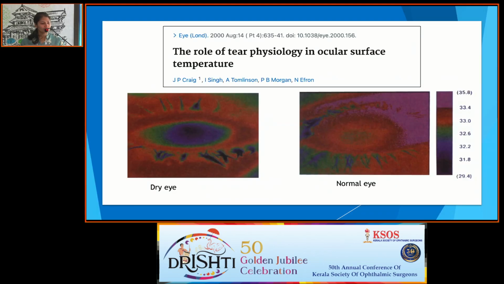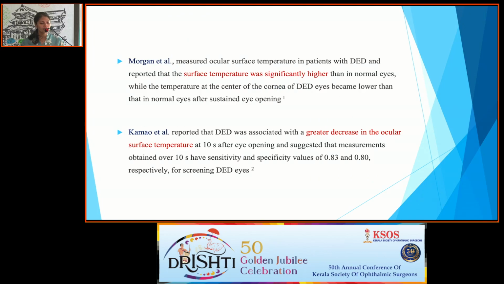We compared it with other studies. A study done by Craig et al. showed that thermography in a dry eye person is more variable compared to a normal one. You can see that the color code is more uniform in a normal eye compared to the dry eye patient. Similarly, a study done by Morgan et al. showed that the surface temperature was significantly higher in a dry eye patient.